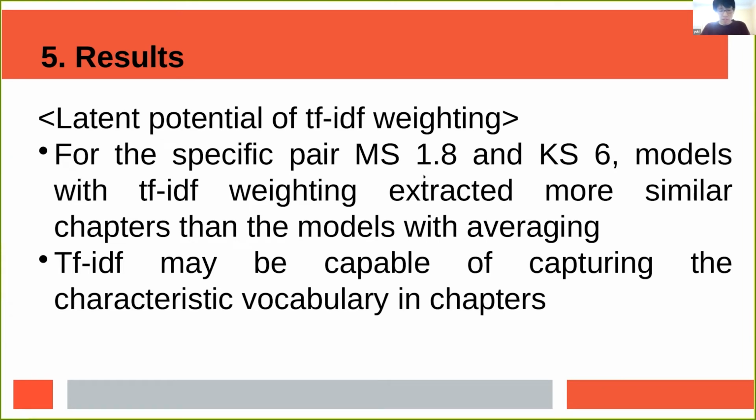Moreover, the chapter size of KS is larger than that of TS. So the models with averaging treat irrelevant words in the same way, just as relevant words. On the other hand, TF-IDF, I guess, may be capable of capturing the characteristic vocabulary in chapters, and it emphasized the scattered keywords. That's my best guess, but it is still under investigation.